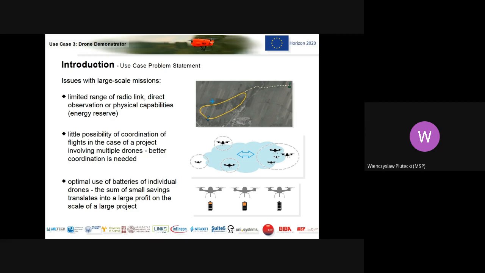Currently, operators save some reserve of the energy for cases of emergency situations, for the flight which is not productive flight, for example, to fly to the waypoint or to return to the landing point. So part of the energy is used for a not productive flight phase. If we save some energy from all of the single drones, then we can get a good profit on the scale of a large project.